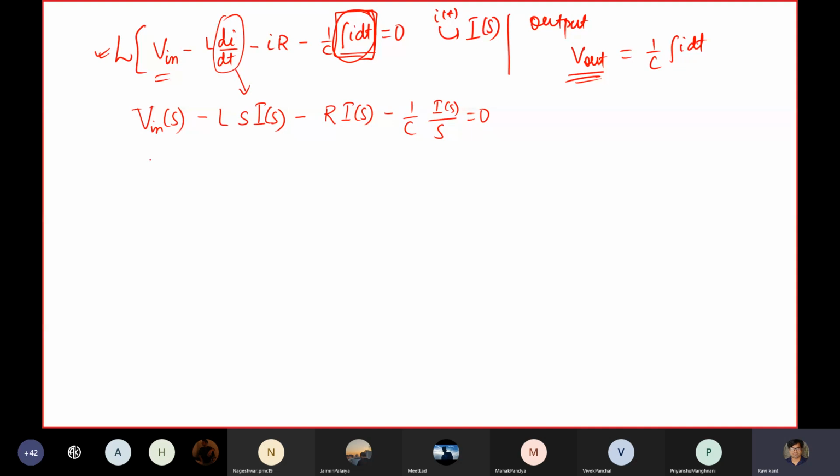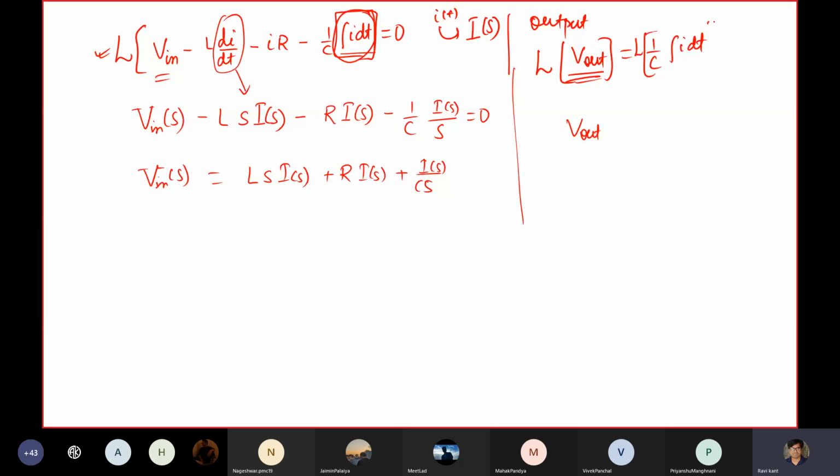Got it? So I can write V in Laplace transform is everything. I put it in the right hand side: L s I(s) plus R I(s) plus 1 upon Cs I(s). Okay, so this is your input, and what is your output? I am again going to put a Laplace transform over here as well. So V out(s) in Laplace transform is I(s) by Cs, right?